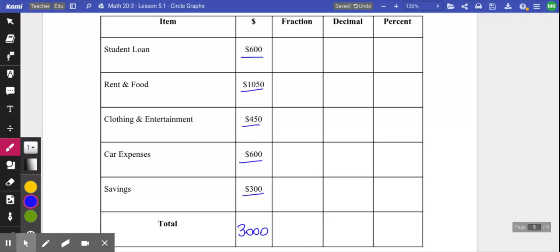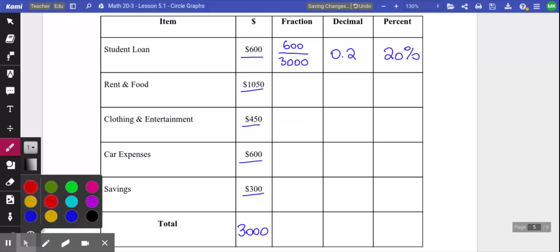We're then going to convert all this into percentages. The way we do that is by going whatever the amount was, so 600, and dividing it by 3,000. That would give you a decimal number. That decimal number is 0.2, which means 20%. We can do this again. So for rent, as a fraction, it would be 1050 divided by 3,000, which is the total. And you get 0.35, which we know as a percentage is 35%.